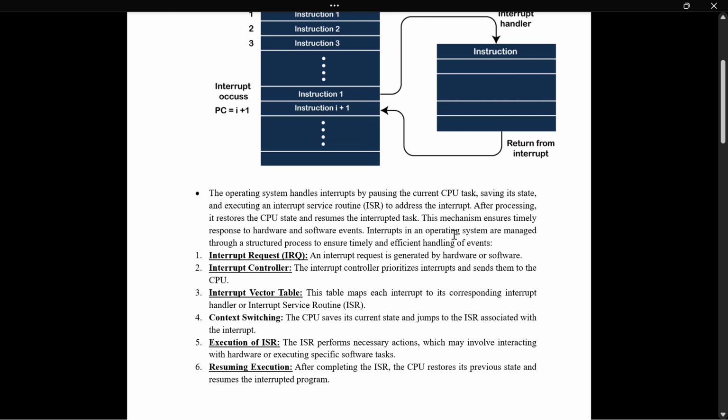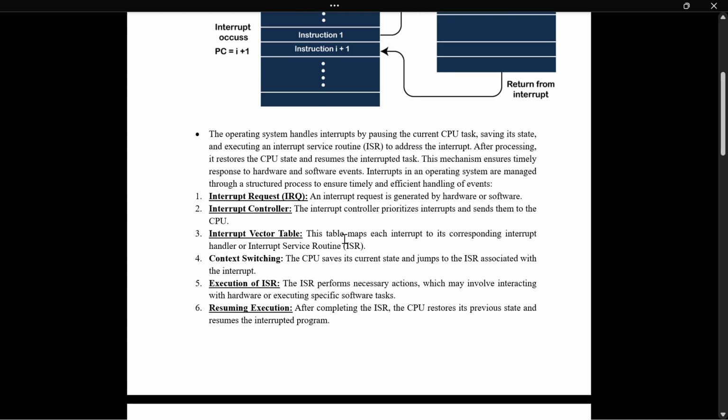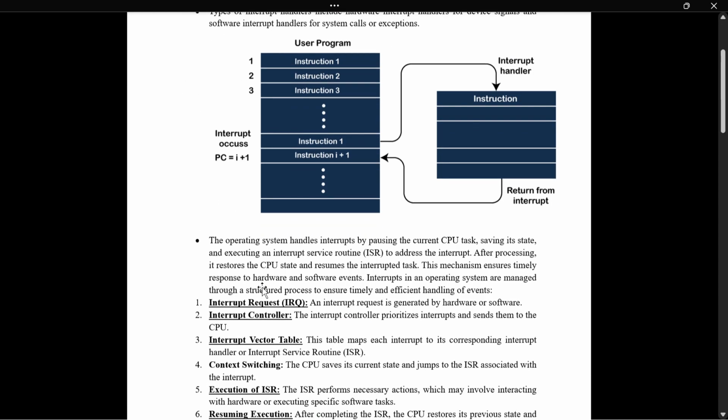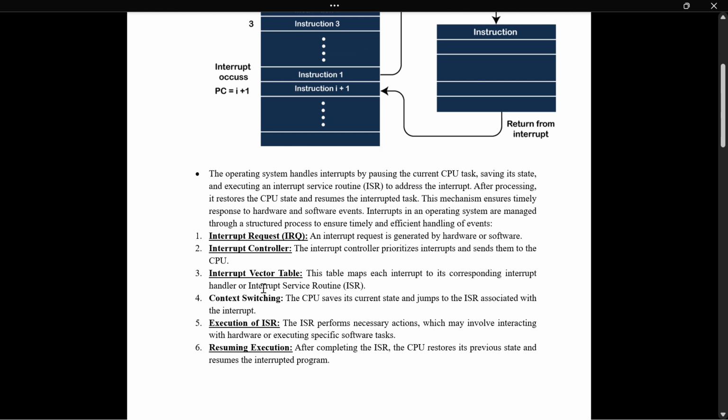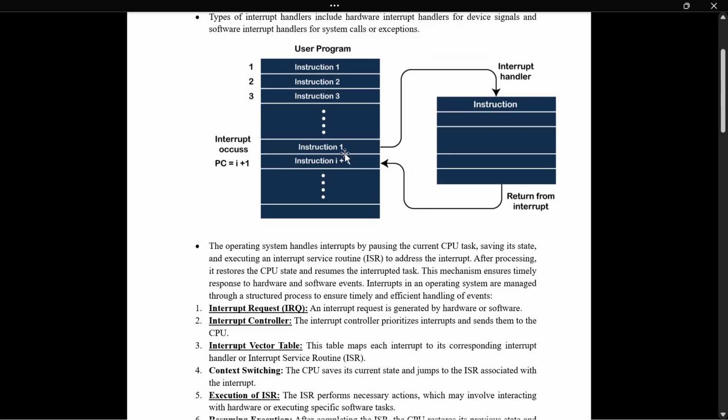Interrupts in an operating system are managed through a structured process to ensure timely and efficient handling of events. These are the stages used in the interrupt handler process: interrupt request, interrupt controller, interrupt vector table, context switching, execution of ISR, and resuming execution. The IRQ, which is the interrupt request, is generated by hardware or software. In this diagram, the request is generated by the user program.